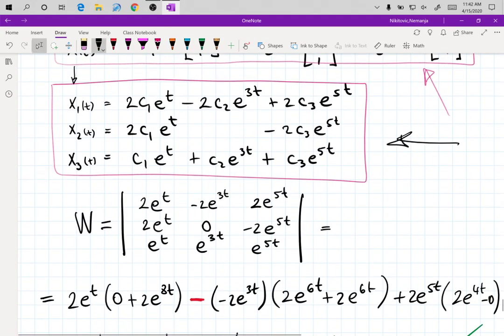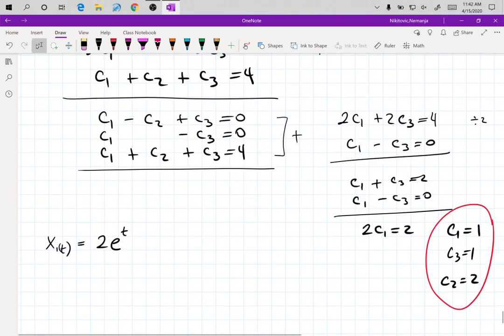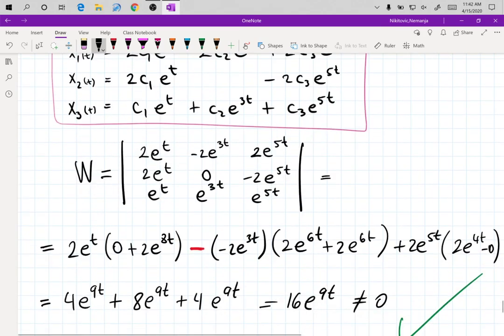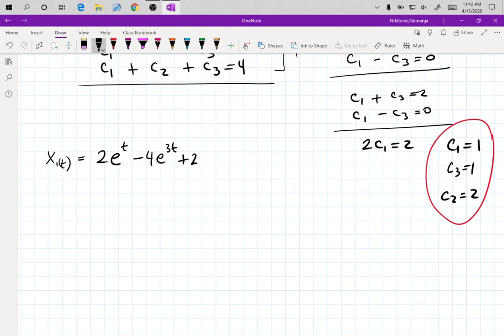So C1 and C3 are 1s, and C2 is 2, so e to the t, minus 4e to the 3t, and plus 2e to the 5t. That's the first one.